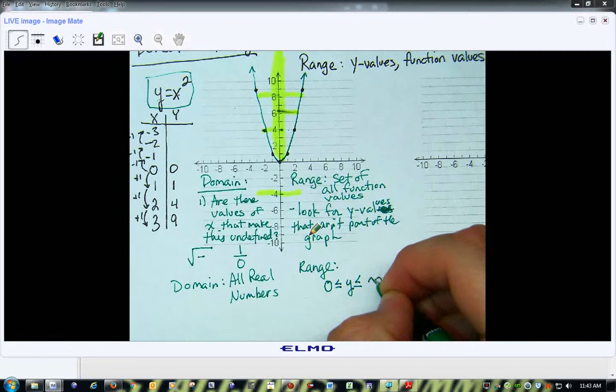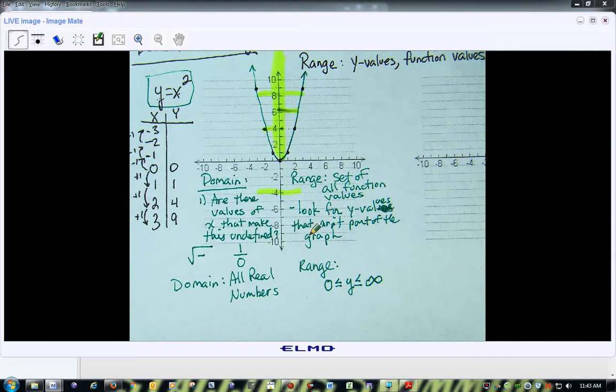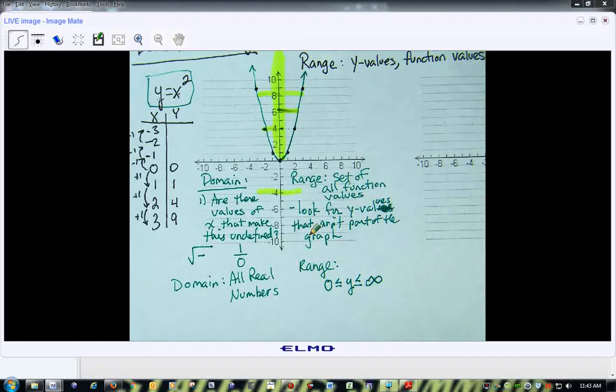If I put in 1 billion for x, what's it going to be? 1 billion squared, which is a lot. If I put in 1 billion squared for x, that'd be 1 billion to the 4th power. I mean, that's a lot. So it's going to infinity, because if I put infinity in there, it'd be infinity squared. And infinity squared is a whole lot, isn't it?